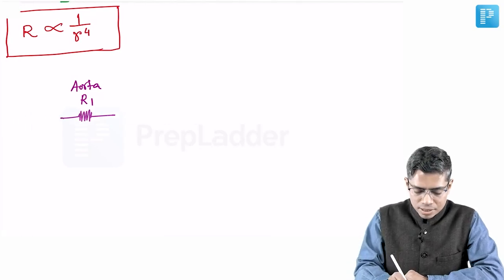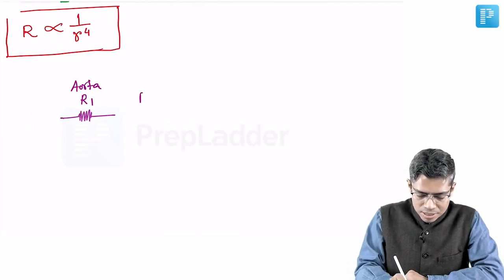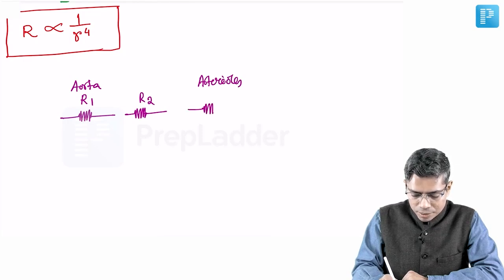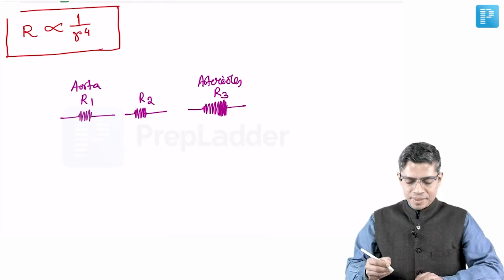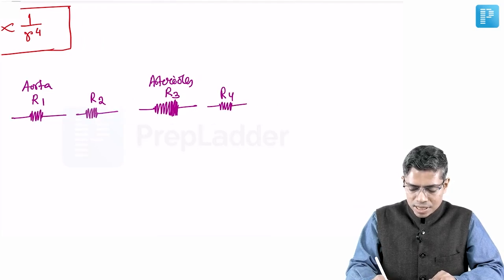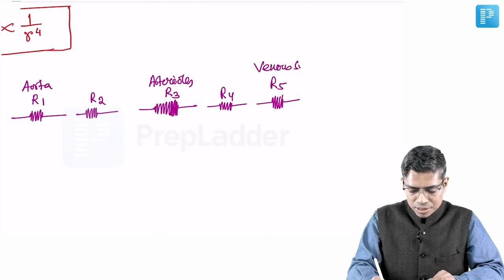Then I have also calculated the resistance of the artery. Suppose that is R2. Then I calculated the resistance of the arterioles, and the arteriolar resistance is R3. So this is more resistance. Then I have also calculated the capillary resistance. Suppose that is R4. And the whole venous system resistance, that is R5.